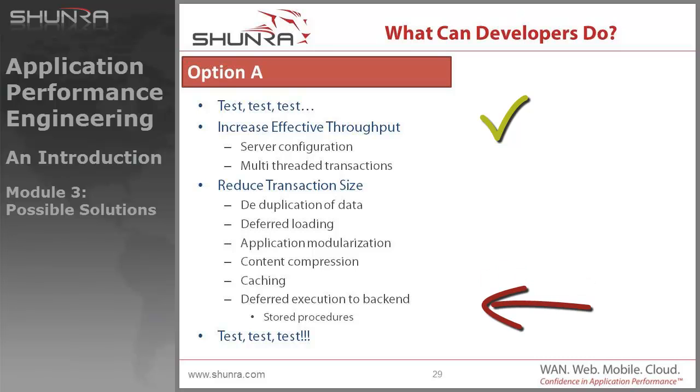The final thing I'm going to talk about now is deferred execution to the back-end database. Well, you can use stored procedures. And with stored procedures, again, you don't have to keep running things over and over again. It'll be much quicker to access. Then the final thing, of course, is test, test, test. Deploy these things, test them, and you'll be on your way to improving transaction response time in your network.